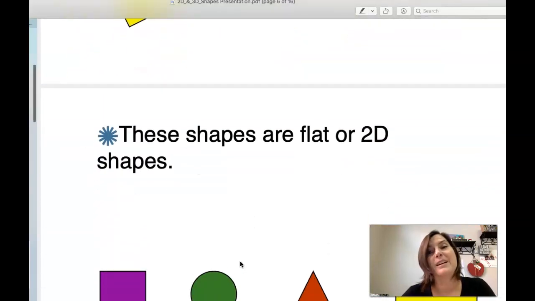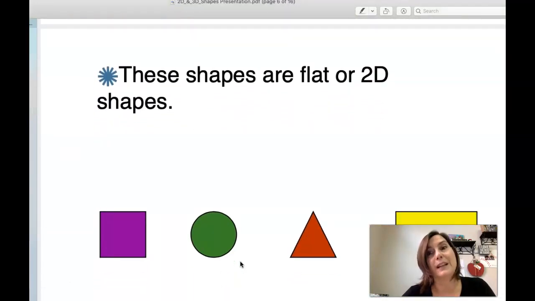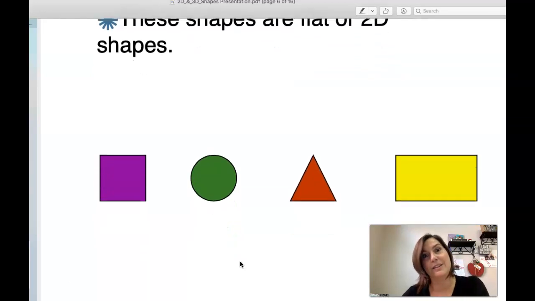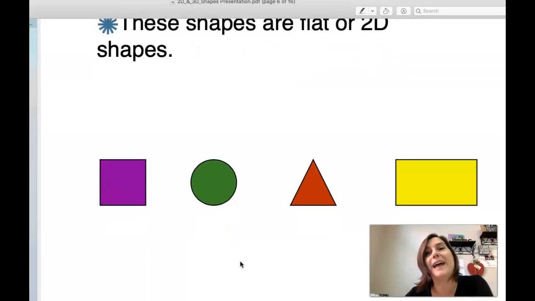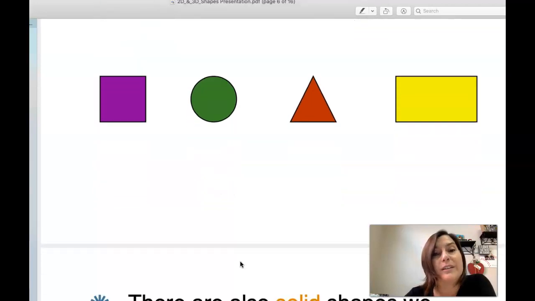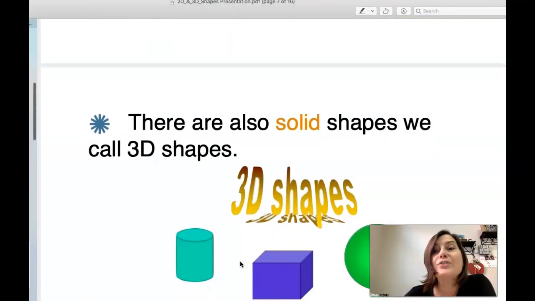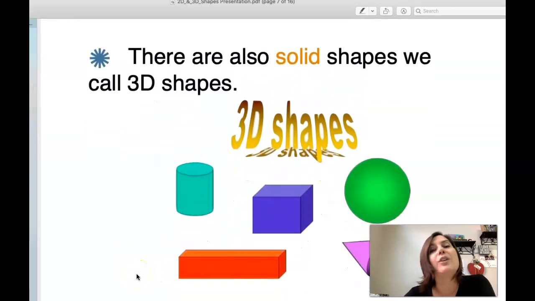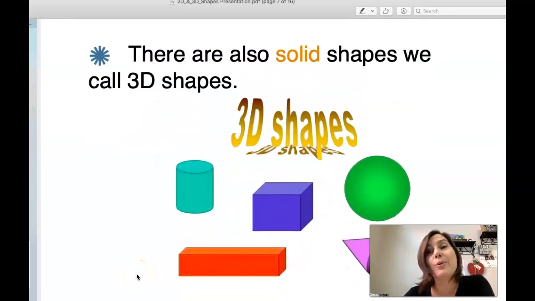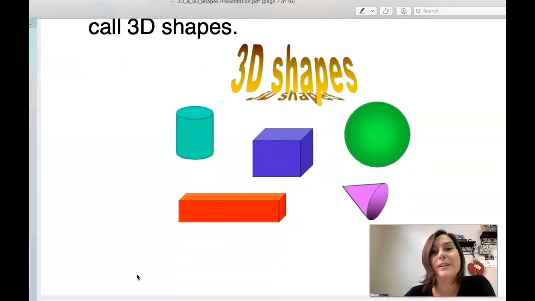Shapes are flat that you see on here. These shapes, they're all flat or 2D, two-dimensional. There are also solid shapes that we call 3D shapes or three-dimensional, and they pop out. Here are some examples, and we're going to talk about them in more detail.